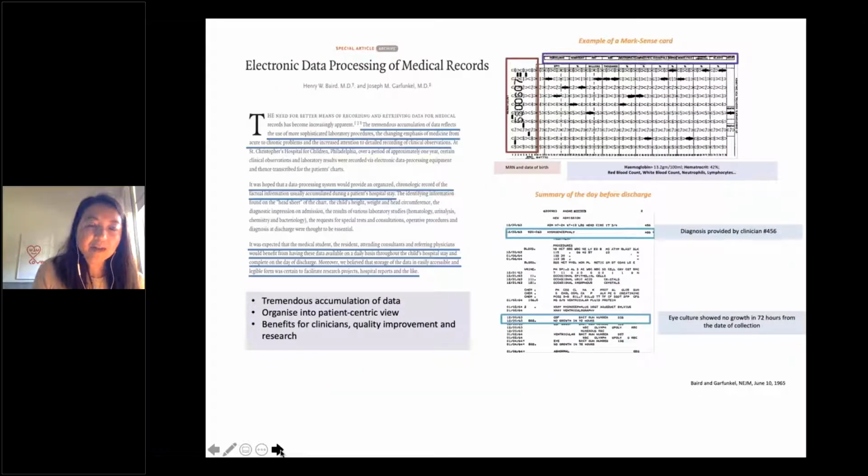So this is a paper published in the New England Journal of Medicine in 1965, and already in 1965 they were talking about harnessing the use of electronic medical records and processing them for clinicians, quality improvement and research. They were talking about the tremendous accumulation of data, which was reflected with more advanced laboratory procedures, the changing emphasis of medicine from acute to chronic problems, and then the increased recording of these observations and the challenges associated with organising that into a patient-centric view.